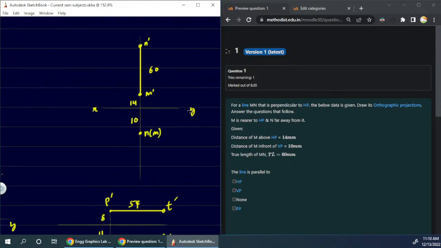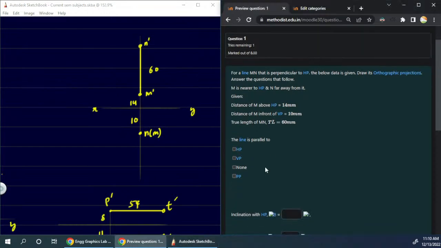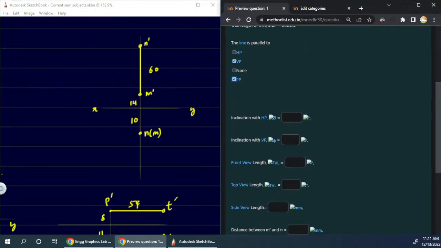Right, so the line is parallel to both VP and PP. Then the theta is going to be 20 degrees. Phi, the angle with VP, is going to be 0.